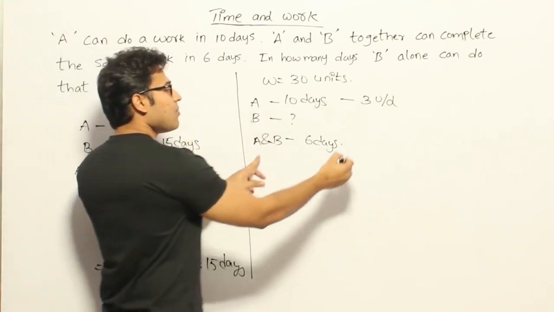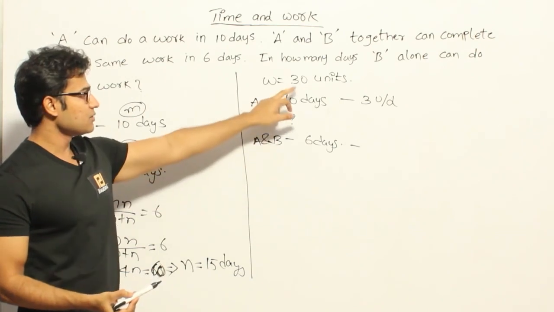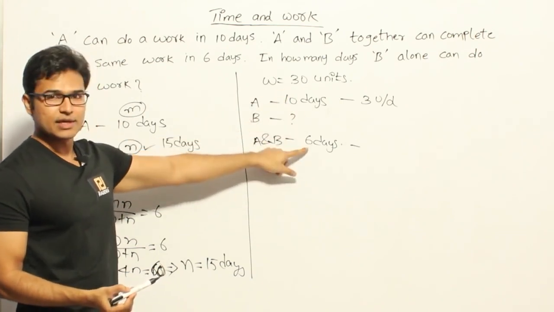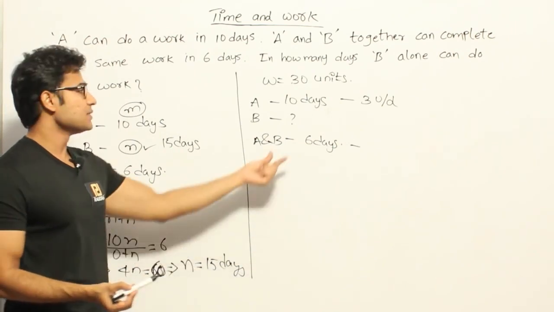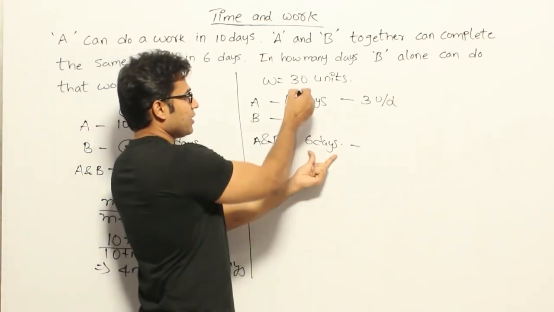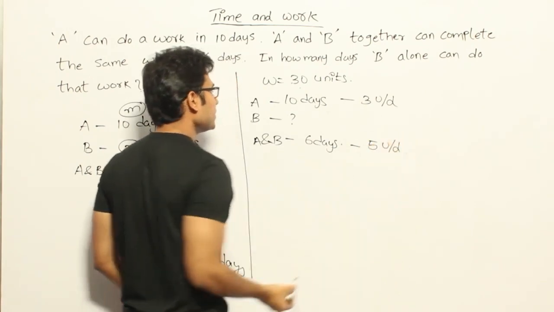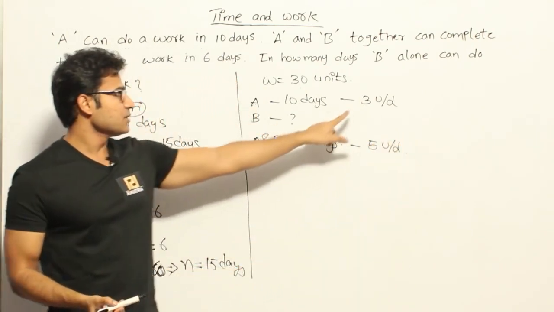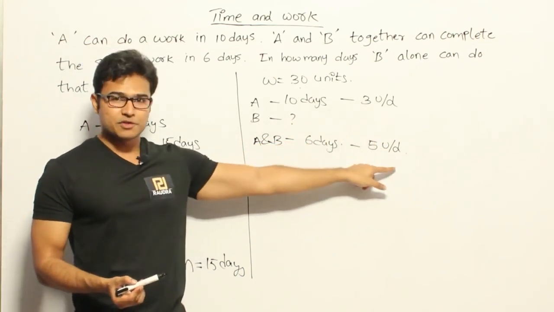Now what is their combined rate? If both of them are working together, they are able to finish the work of 30 units in 6 days. Therefore, how many units can they finish in one day? 30 by 6, which is 5 units per day. Now see this, A alone is able to finish 3 units per day, and A and B together are able to finish 5 units per day.